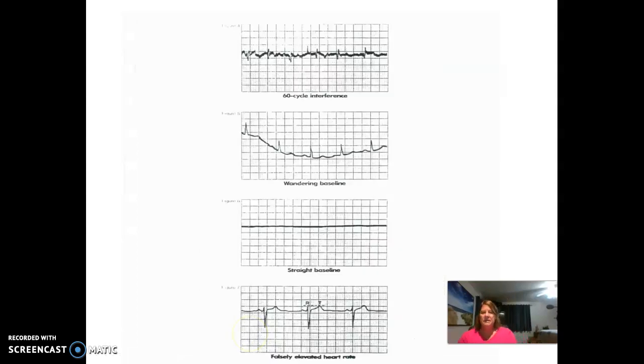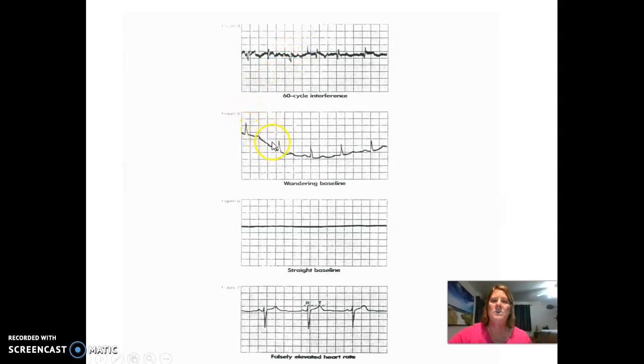Now, a couple other things that you might see when you're dealing with monitored patients: this is called 60 cycle interference on this top little strip. What happens is if someone is shaving with an electric razor, or using some type of electronic equipment, if it's not grounded properly, it's really easy to get 60 cycle interference, and it's hard to get a nice clean strip. Doesn't mean the person's having a problem. It's just picking up artifact from other things.